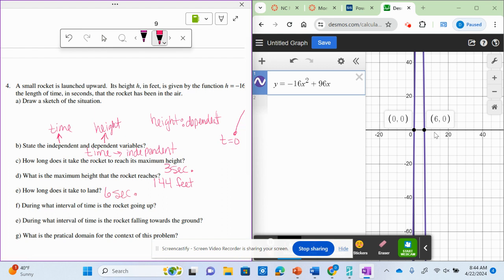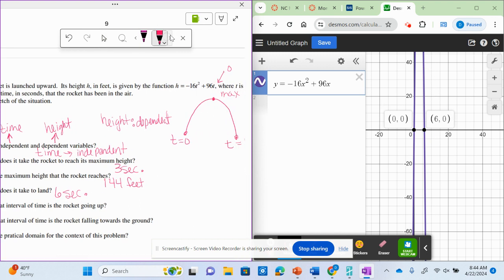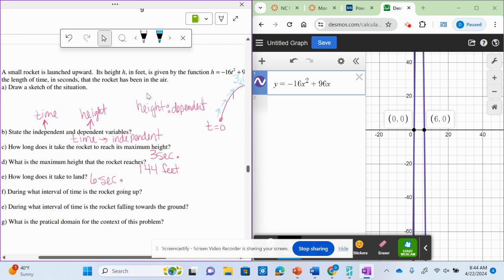During what interval of time is the rocket going up? Well, I'm going to just go to my little sketch here. And I know that this is (3, 144). This is where it changed directions. So when it first started, it was going up. For how many seconds did it go up? Yeah. So between the interval of 0 is less than x is less than 3. Between 0 and 3 seconds, it was going up.